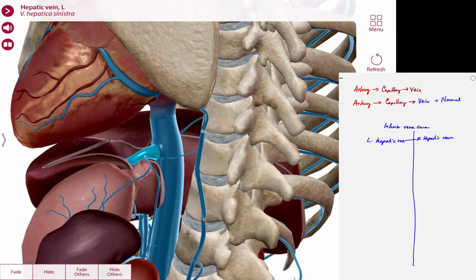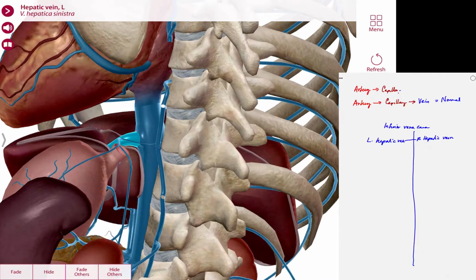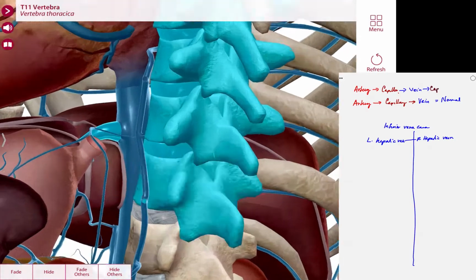So that's the hepatic. Now, if we keep going, and one thing I'm going to do, just to do a favor for myself, is I'm going to get rid of the vertebrae here. Know that they're there.